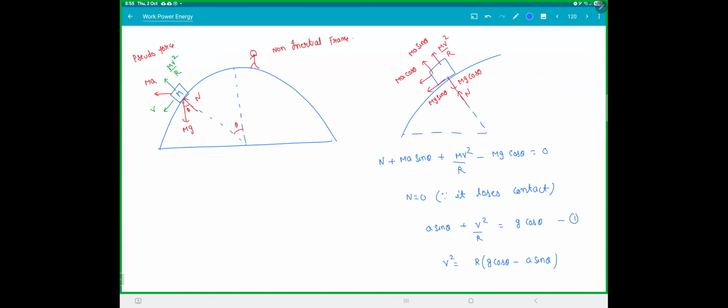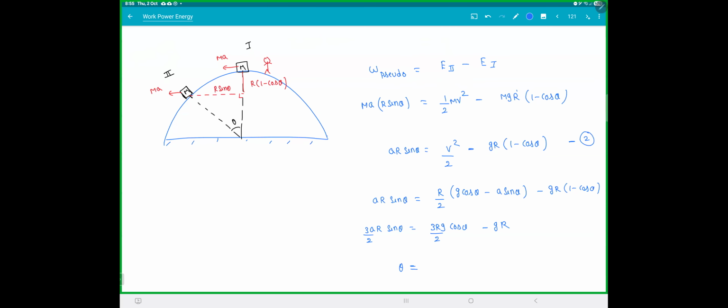Any doubts on the steps? First thing is your force equation. Second thing is your work energy theorem. So basically, the pseudo force is making you increase the speed, and that's what is happening there. R cancels actually. This will be 3a sin theta equals 3g cos theta minus 2g. Leave it like that. We will not solve this.